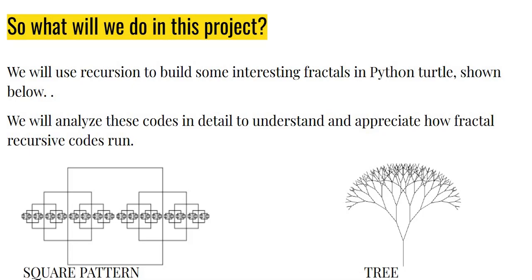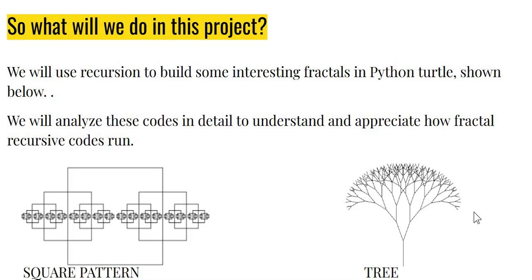So what are we going to do in this project? Well, we will use recursion to build some interesting fractal patterns in Python Turtle. The 2 patterns we'll build are shown below. One is a square pattern. Notice every square gives rise to 2 squares on the left and right, and this continues. Likewise, the tree pattern. At first look, the tree pattern will look very different from the square pattern, but there is a deep similarity, as we'll explore later. In the tree pattern, every branch gives rise to 2 other branches, and that's how the tree grows.